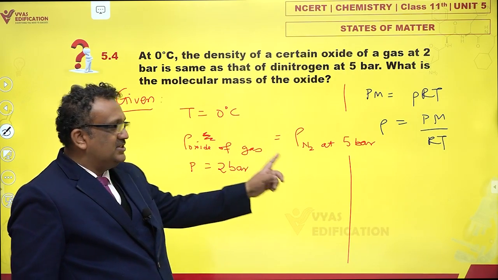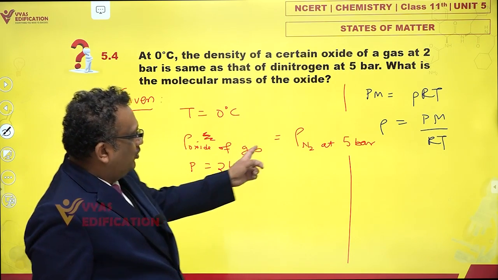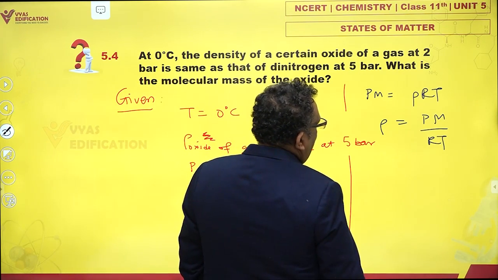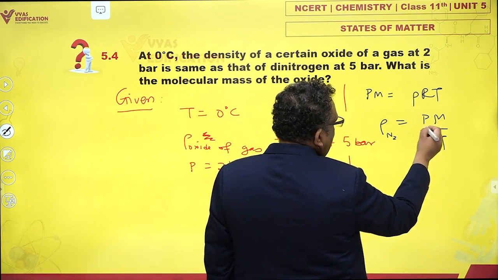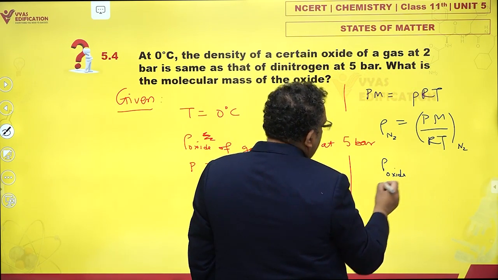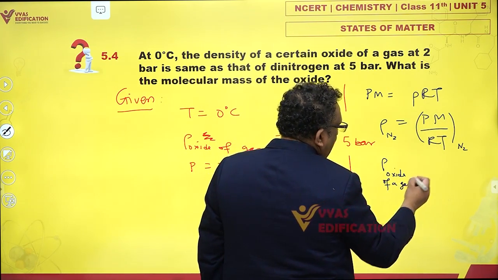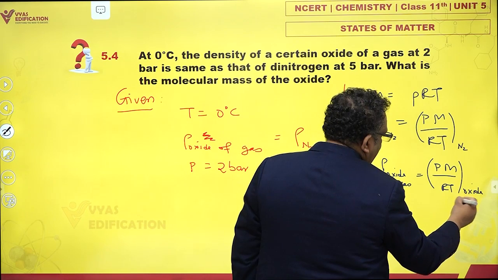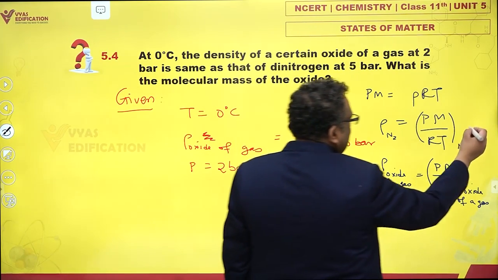Now density of oxide is equal to density of nitrogen. This is density of oxide at 2 bar, which is equal to density of nitrogen at 5 bar, right? So once I have this equation, if I write this for nitrogen, this whole thing is for nitrogen. If I write density of oxide of a gas, this is PM upon RT for oxide of a gas. I could write it twice like this, 1 and 2.